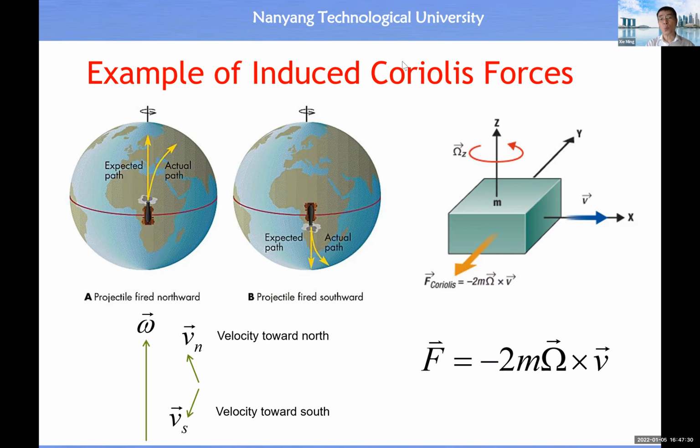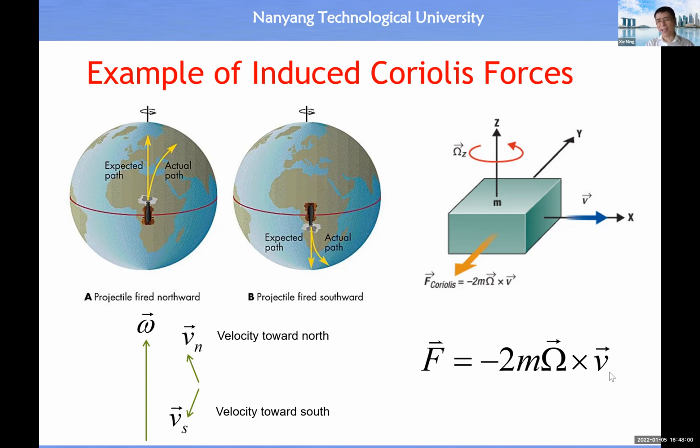This is why we use his name to name this force. So this is the force induced by the combination of linear motion and angular motion. This force is a vector, which is equal to the cross product between the angular velocity vector and the linear velocity vector. This is the convention, so we put the negative sign in front of it. Then this force is in this direction.